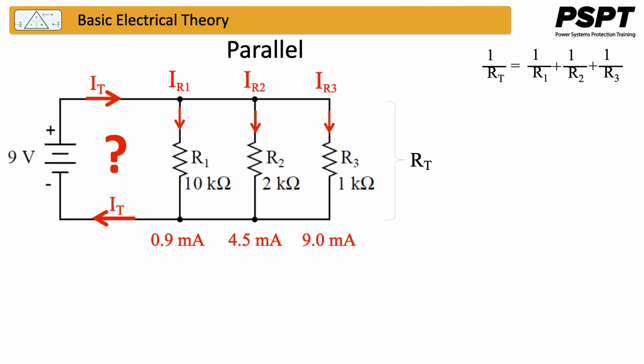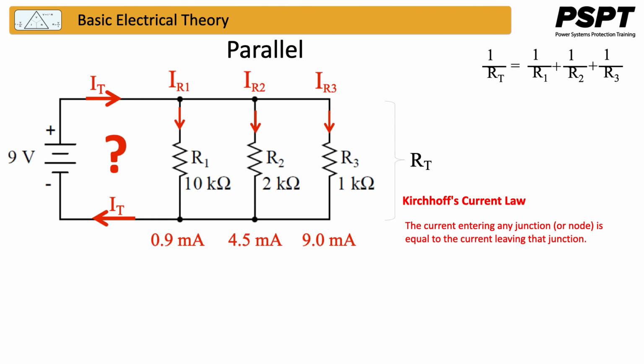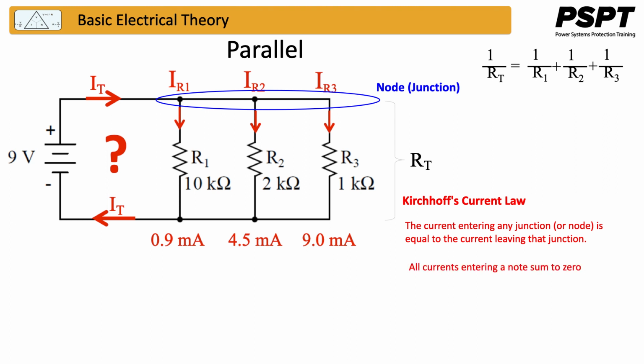This also leads us to Kirchhoff's current law, which states: the current entering any junction or node is equal to the current leaving that junction, a node being defined as an electrically connected point in a circuit. Another way of stating Kirchhoff's current law is that all currents entering the node sum to 0, where the currents entering are positive and the currents leaving are negative.